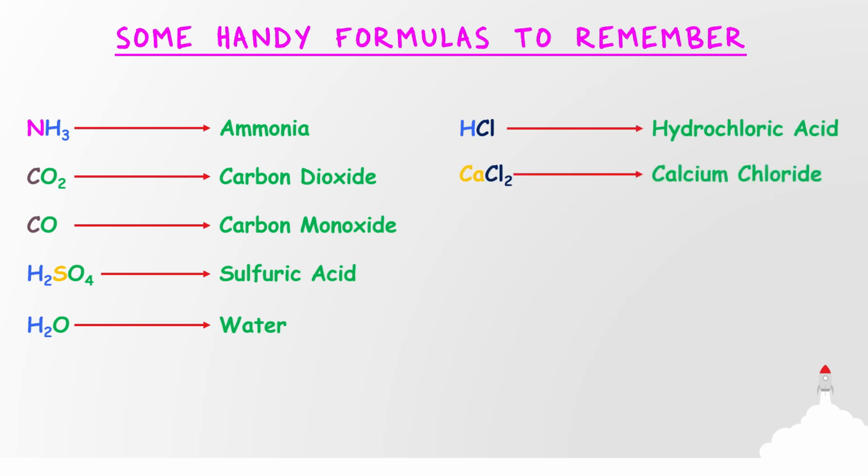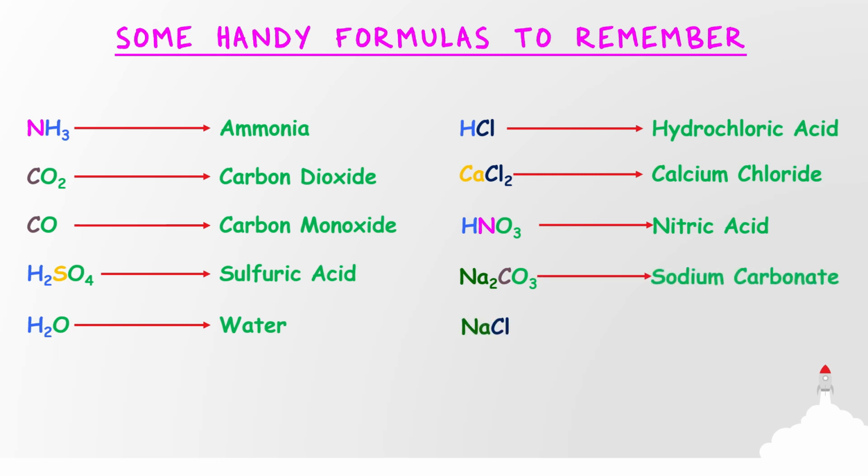CaCl2, chemical name of calcium chloride. HNO3 with a chemical name of nitric acid. Na2CO3 with a chemical name of sodium carbonate. NaCl with a chemical name of sodium chloride.